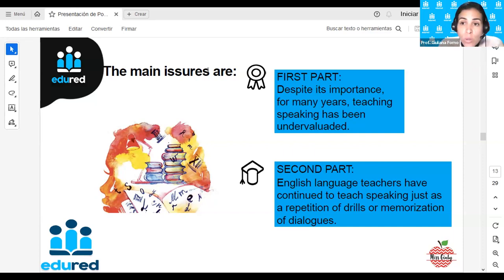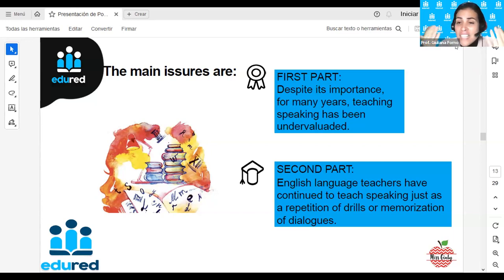If not, they are going to forget what they were saying. They are going to forget what was happening or what was the situation or the context that they were in when they made the mistake. And we need to focus that every mistake is positive, is the start of knowing the truth about something. Second part: English language teachers have continued to teach speaking just as repetition of drills or memorization of dialogues. As I said, 5 years ago, 10 years ago, we used to use memory as a helper on speaking, but memory is imitation. It's not their own speaking.